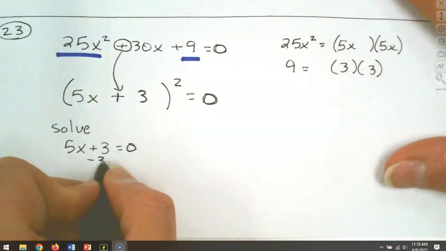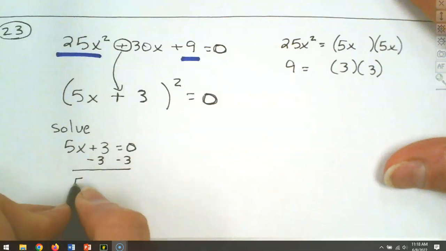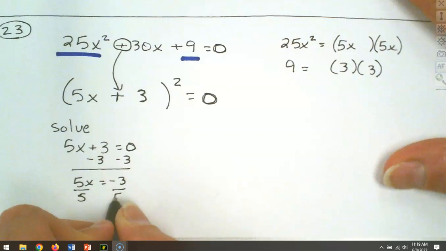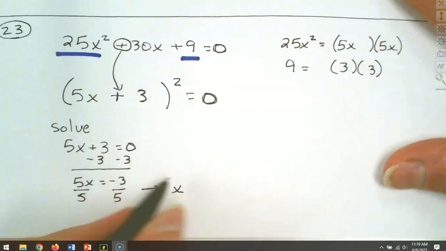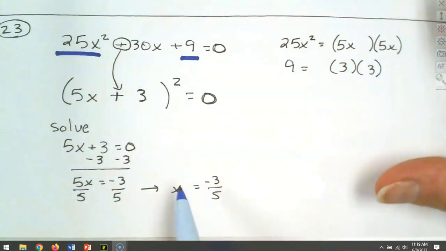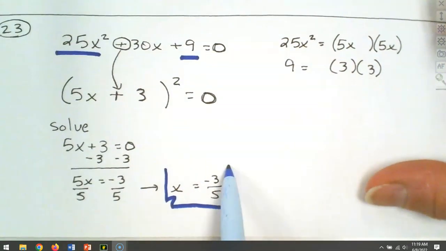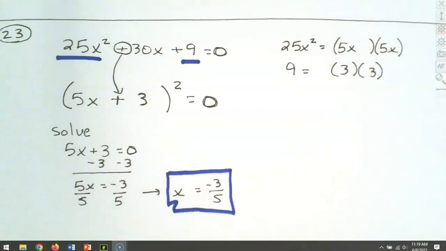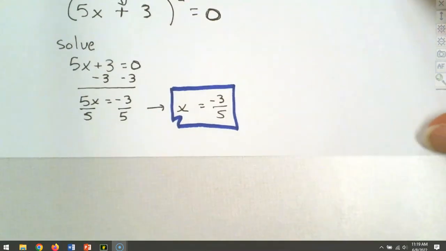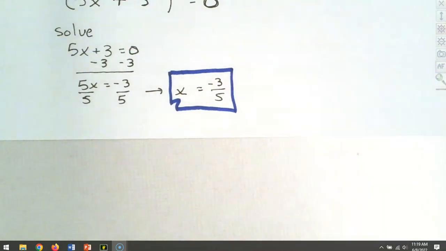So move that 3 over. 5x equals a negative 3. We'll divide by our 5. And that leaves us then with x equaling a negative 3/5. So very, very simple there. And we're going to do one more of these, and this will be our last problem. And then we'll talk about our homework. So the last problem that we're going to look at is question 24.